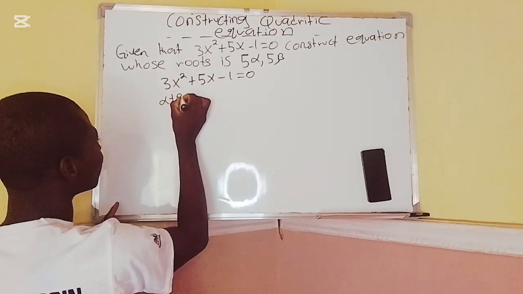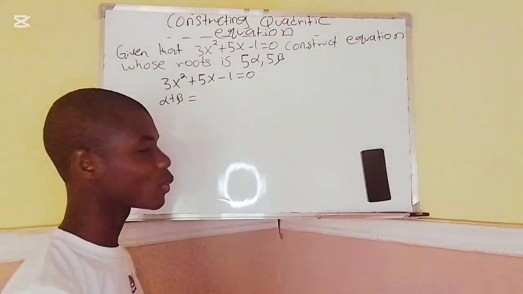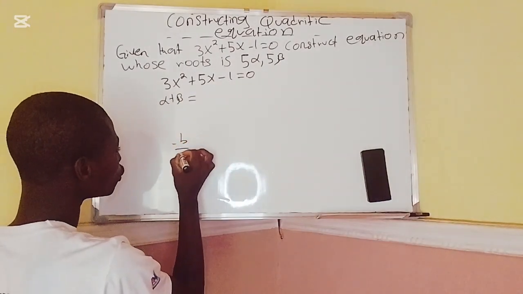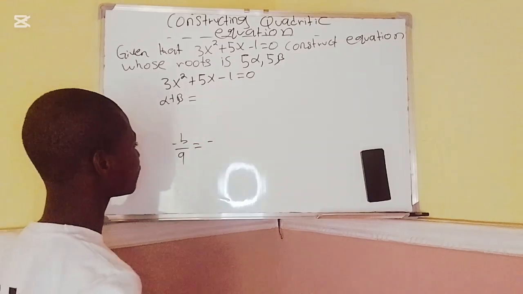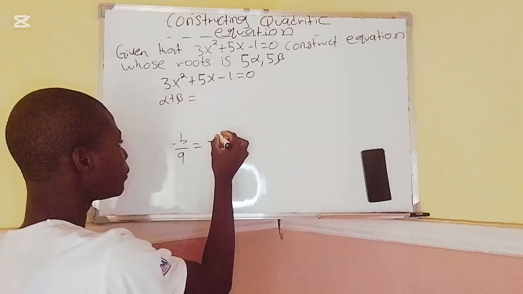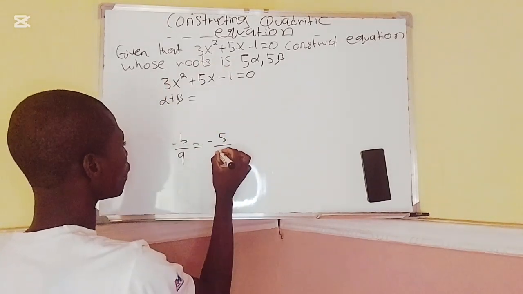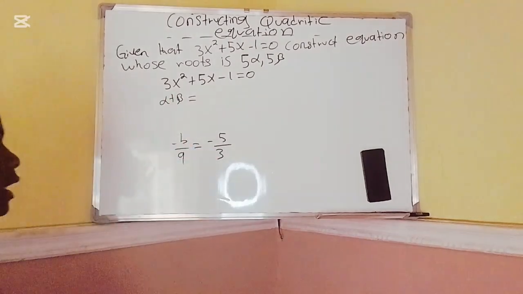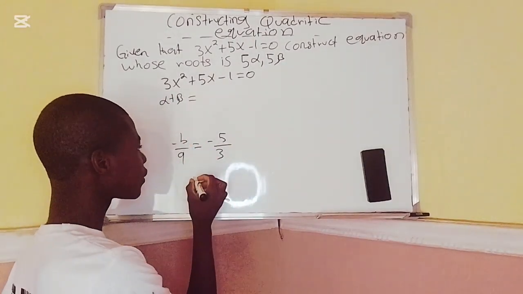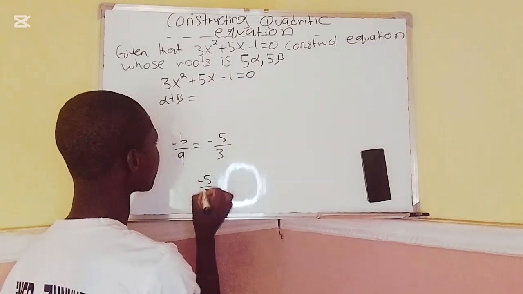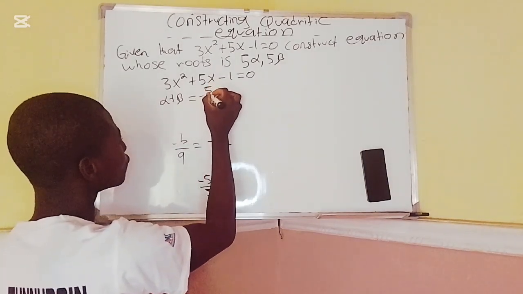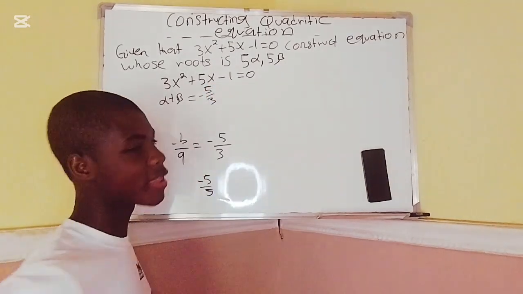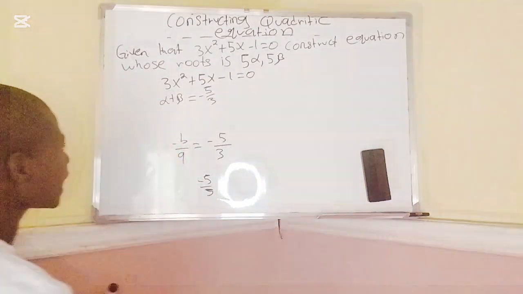The next thing I'm going to do is find the sum of the roots, alpha plus beta, which equals minus b over a. So, negative the value of b, which is 5, divided by the value of a, which is 3. Therefore, the sum of the roots equals minus 5 over 3.